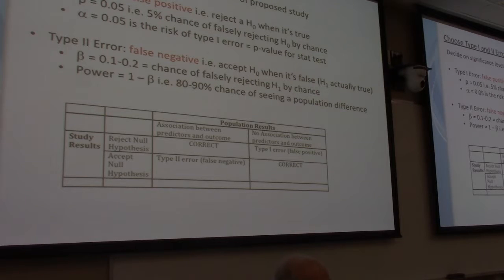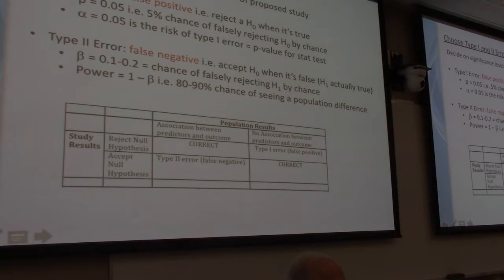Type 1 and type 2 error rates: the type 1 error rate determines the significance level or the p-value that you're going to associate with your study. The type 2 error rate determines the power. So let's go over this again because I find people get confused. A type 1 error is a false positive. You reject the null hypothesis of no difference when in fact it's true.